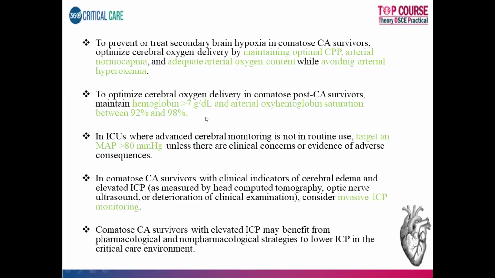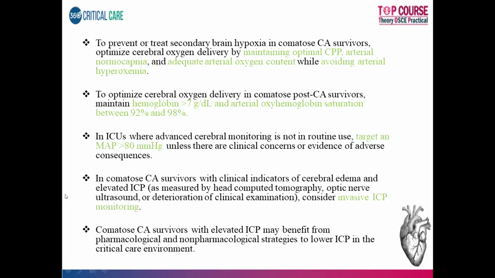Now coming to the MAP, as I told, there is no fixed MAP after cardiac arrest that you have to maintain, but a lot of studies say it is better to maintain a MAP of more than 80 mmHg, unless any contraindications are present like an intracranial bleed or any other hemorrhage. Otherwise, better to maintain it at more than 80 mmHg for around the initial 24 hours.